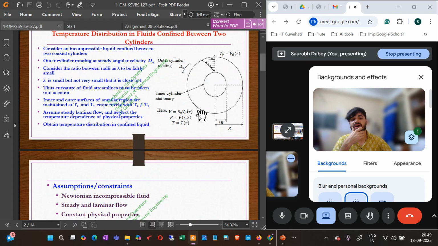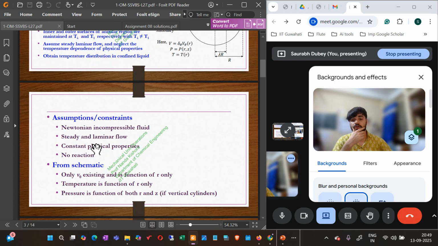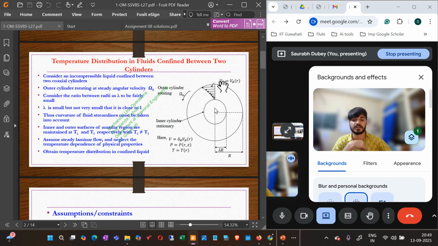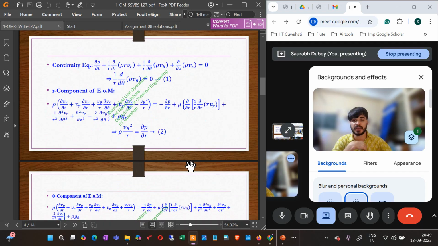Temperature is a function of R only, and velocity V theta exists. It is a function of R only. So temperature and velocity both are functions of R, and pressure is a function of R and Z. Temperature is R only. V theta is a function of R, right? So let us see how we will be going.